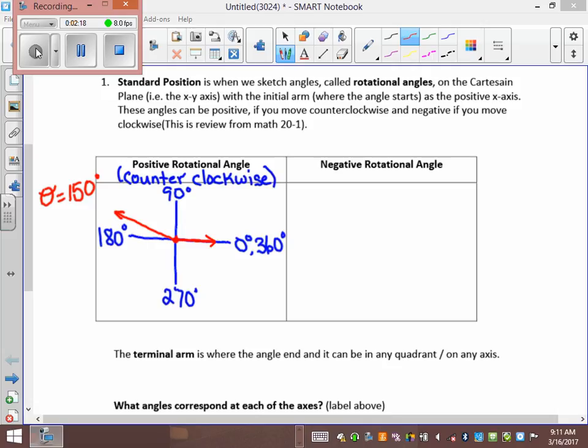So I have one arrow this way. It's kind of like clock arms. But we always start on this x-axis, positive x. And then I'm going to arrow it like this, from this arm to this arm, because I'm going from this arm to this arm, 150 degrees.